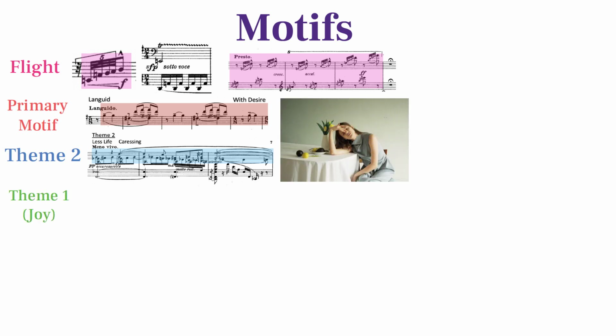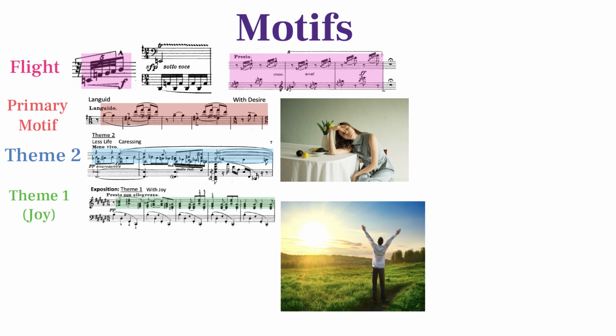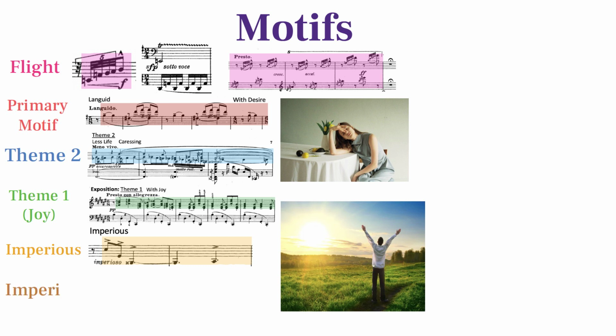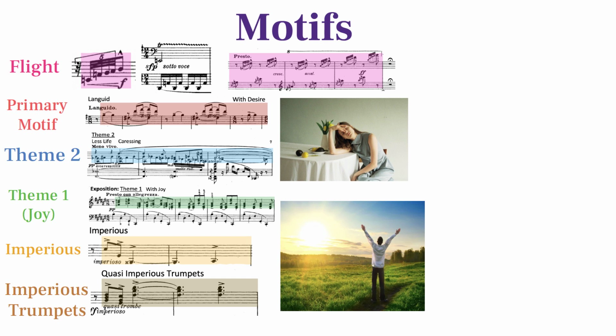Theme 1, in contrast, contains multiple themes that are life-affirming. The first motif is marked joy. The next motif is marked imperious, as imperious will is a common idea in Scriabin's work and philosophy. There is another motif marked imperious trumpet, which I believe also represents imperious will, but should sound like trumpets.